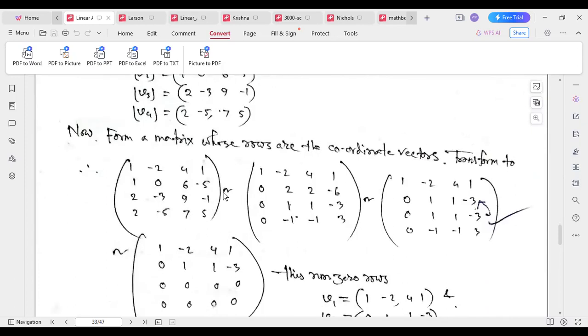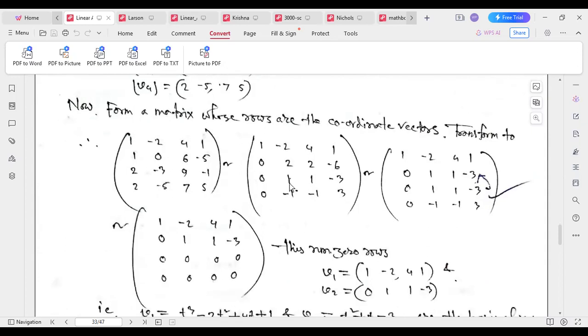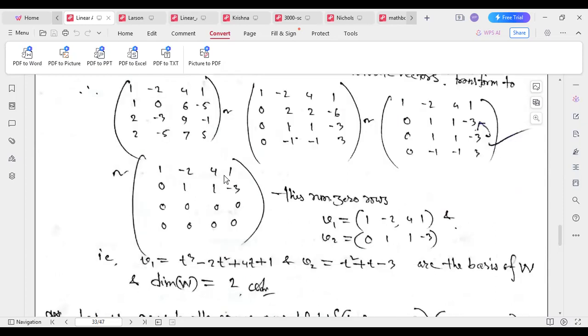So by echelon form, we can subtract row 1 from row 2, 2 times row 1 from row 3, and 3 times row 1 from row 4. We get this one. Similarly, to make this 0, we have to subtract 2 times the second row. This is why the number of non-zero rows is 2.